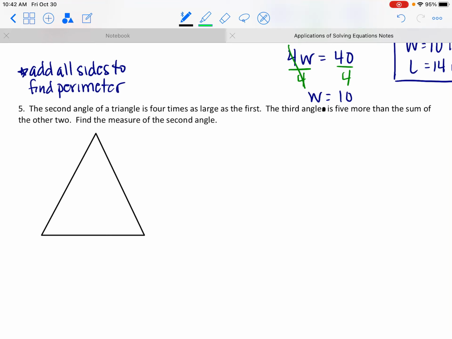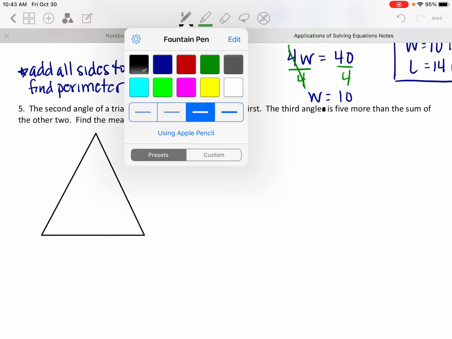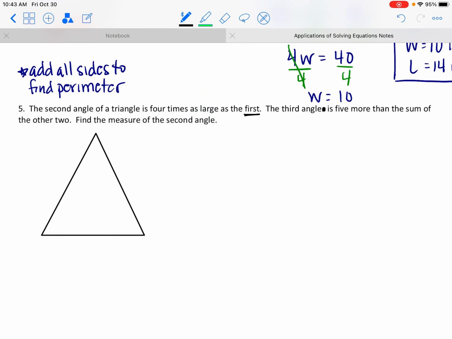So we're looking for the measure of the second angle, but that's really not going to be the variable in this case. There are 3 unknown angles in any triangle. In this particular triangle, 3 unknown, but they tell us information about 2 of the angles. It tells me the second angle is 4 times as large as the first. It tells me the third one is 5 more than the sum of the other two, but I don't know anything about the first. So the first angle is the one that's going to be the variable.